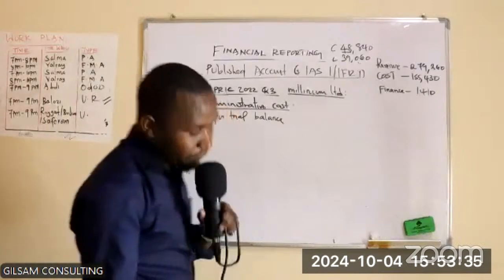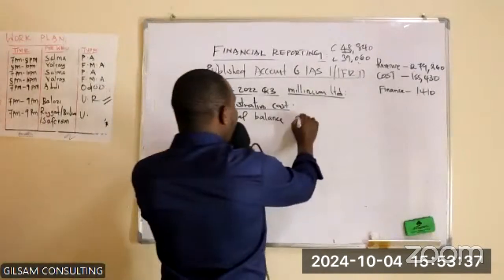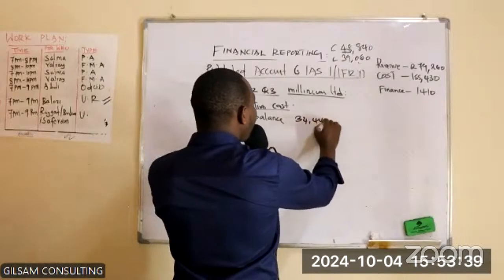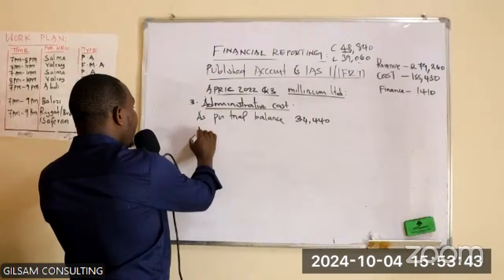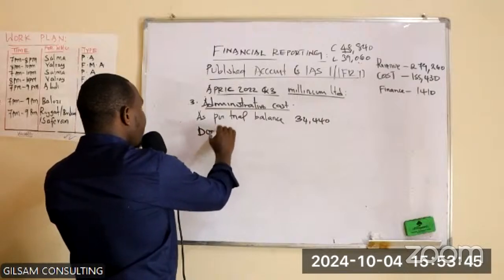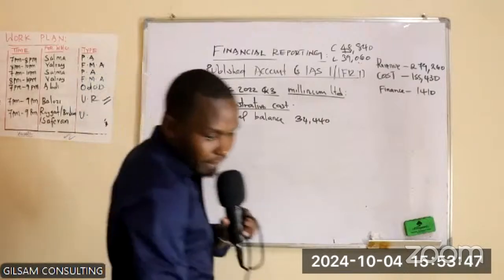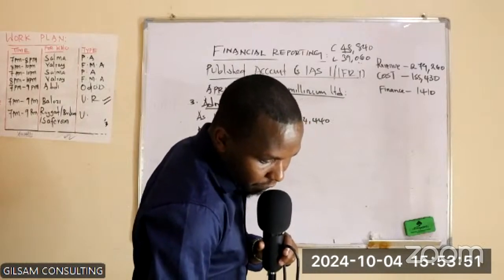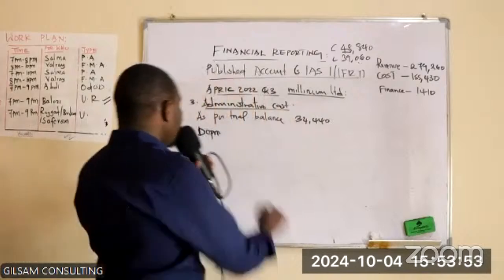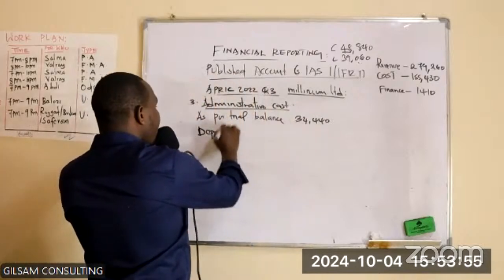I can see 34,440. Then we will have the depreciation. We have depreciation on furniture, which we have been given, 25% on a reducing balance.